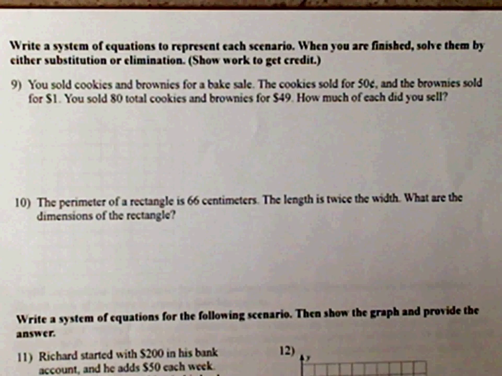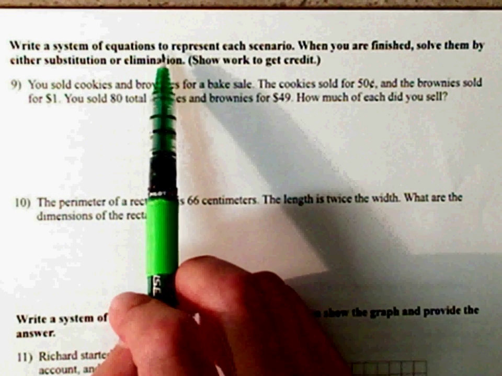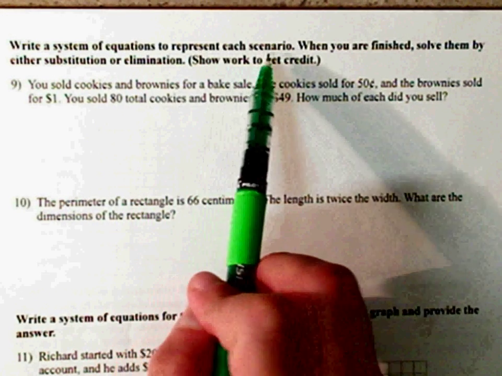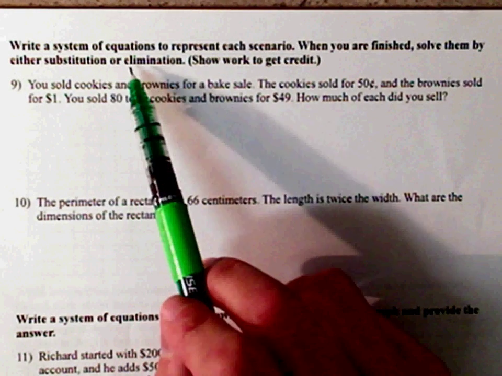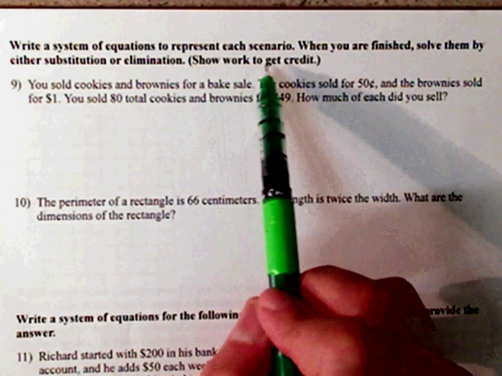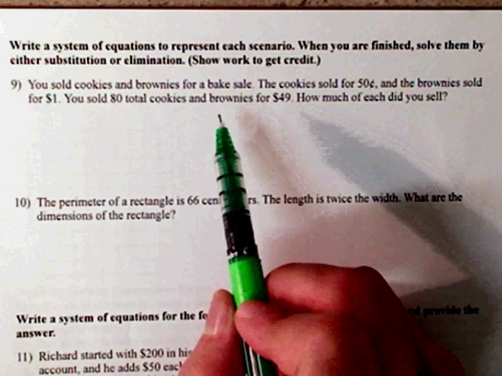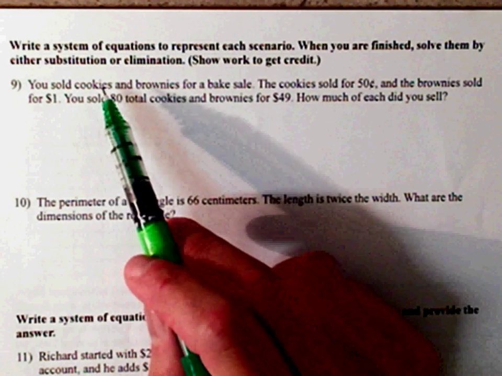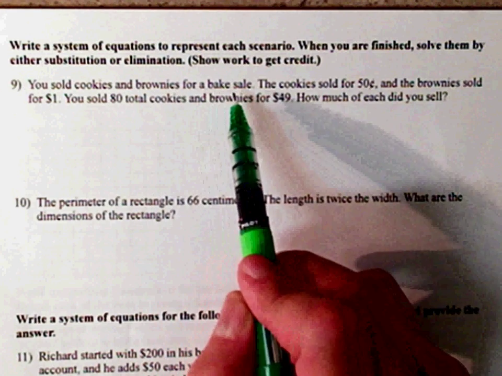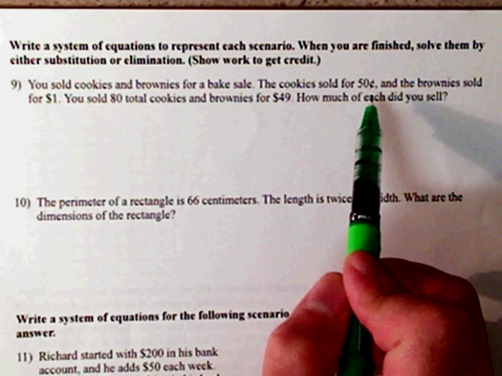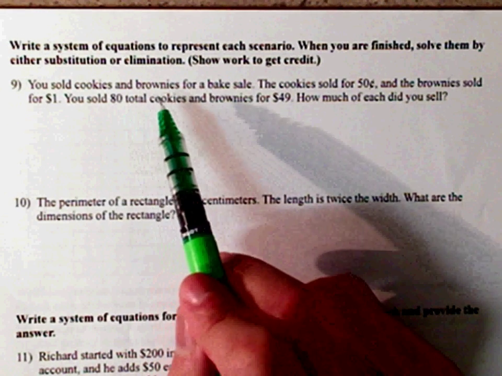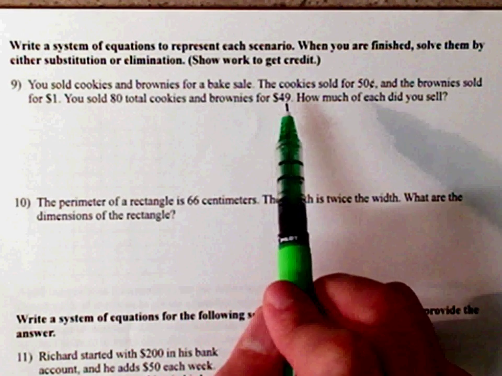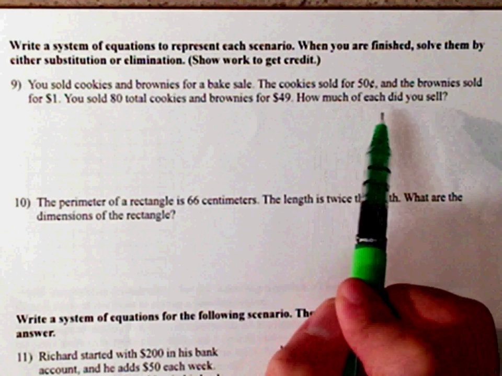Number 9, it says, write a system of equations to represent each scenario. When you are finished, solve them by either substitution or elimination. Show work to get credit. Okay? On number 9, it says, you sold cookies and brownies for a bake sale. The cookies sold for 50 cents and the brownies sold for $1. You sold 80 total cookies and brownies for $49. How much of each did you sell?